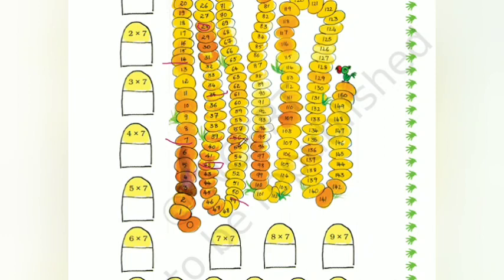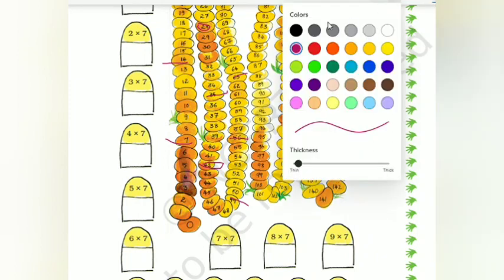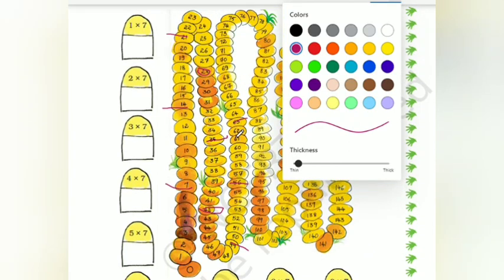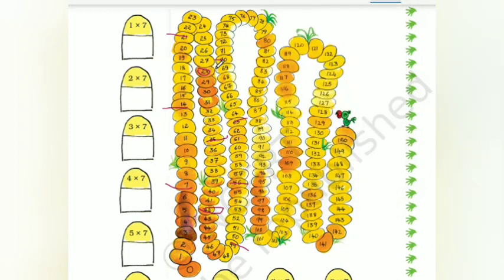56. Then from this it jumped 7 more steps. 1, 2, 3, 4, 5, 6. It reached 62. 1, 2, 3, 4, 5, 6, 7. Not 6 steps. How many steps? 7 steps. Okay, 7 steps it jumped. So it reached 63. Then again 7 more steps. On the 10th time it reached 70.